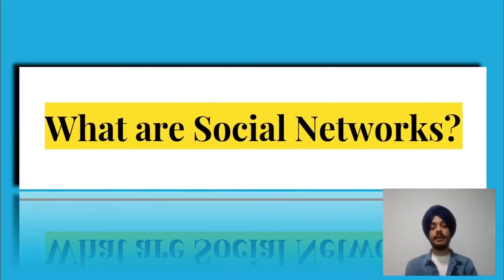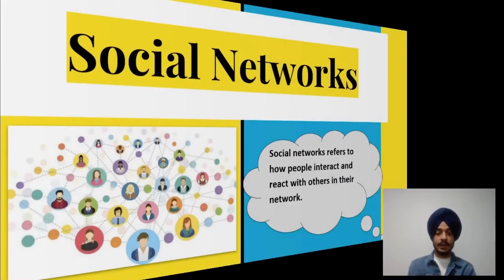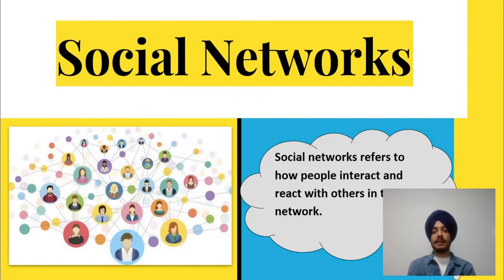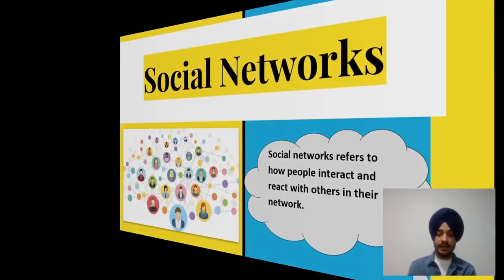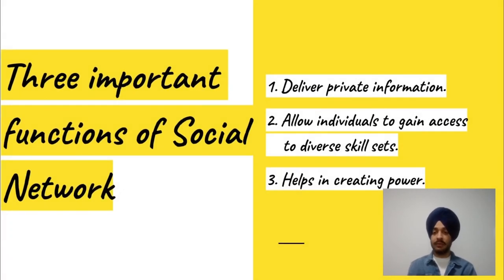Hi everyone, my name is Imandip Singh and I will discuss social networks. So basically, social networks are visual maps of relationships between individuals, how people interact and react with others within their network or within their communication. There are three important functions of social networks. Number one, it helps in delivering private information. Number two, it allows individuals to gain access to diverse skill sets. Number three, it helps in creating power.